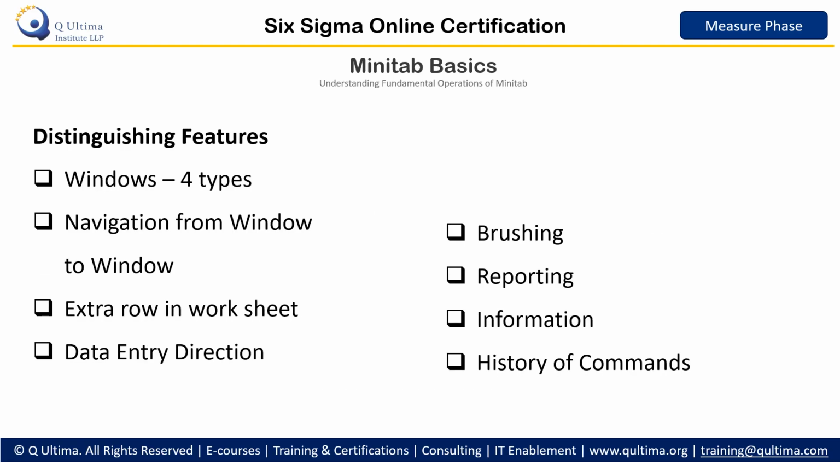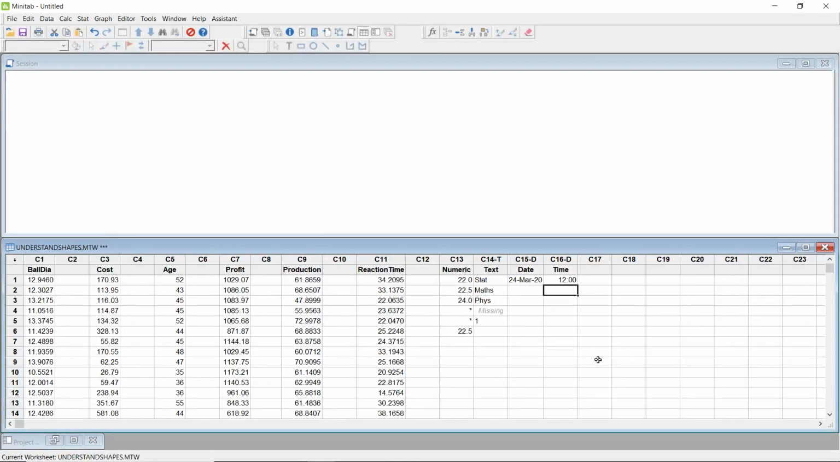Now we'll learn about certain distinguishing features of Minitab. First is windows, four types of windows. The first type of window is called the data window, where we enter data. Then the second window is the session window, where the outputs of statistical analysis are stored. There is nothing there because we have not done any statistical analysis.